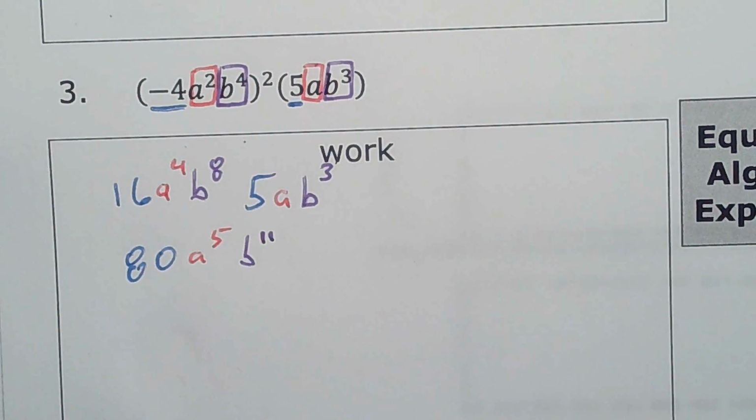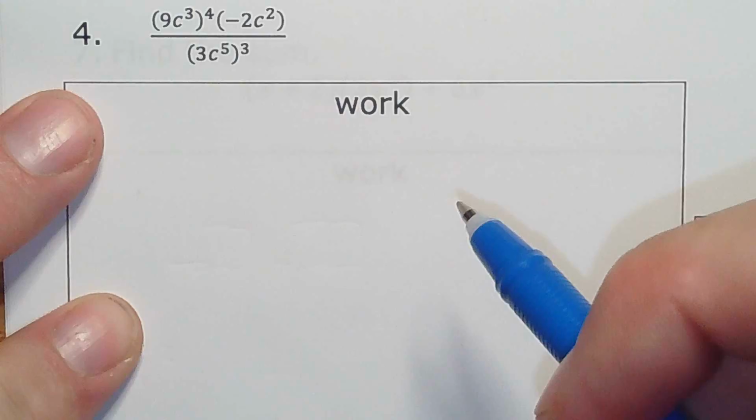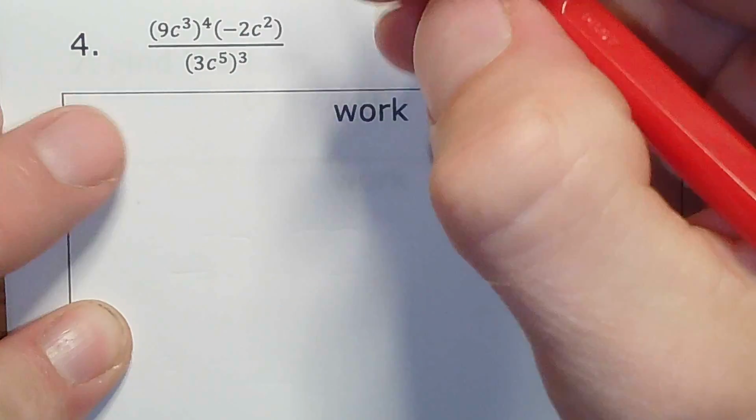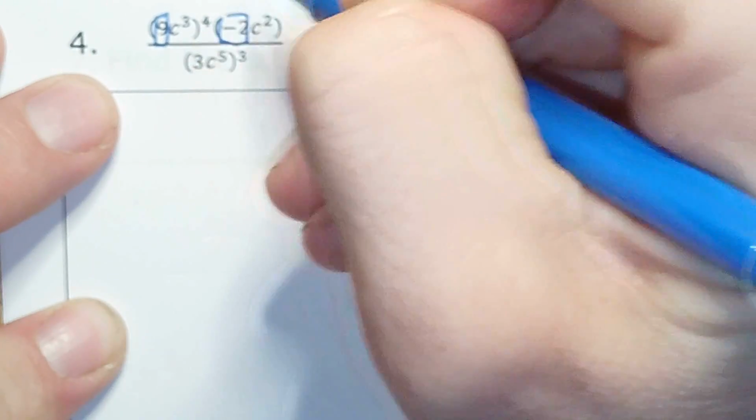Pause this and go to the next page. Okay, so this one looks like it could be confusing, but it's not really that confusing. Let's go ahead and dissect everything we got going on here. So we have our constants. We have this constant, we have this constant, we have this constant.